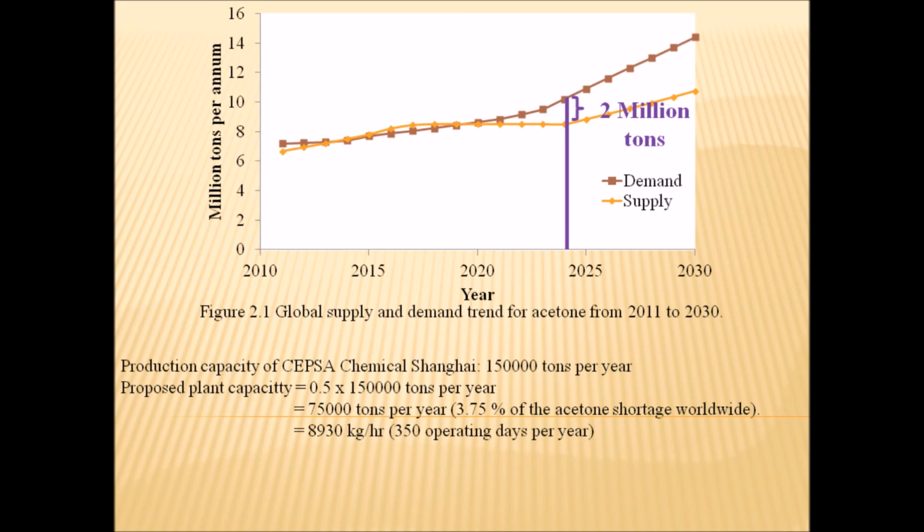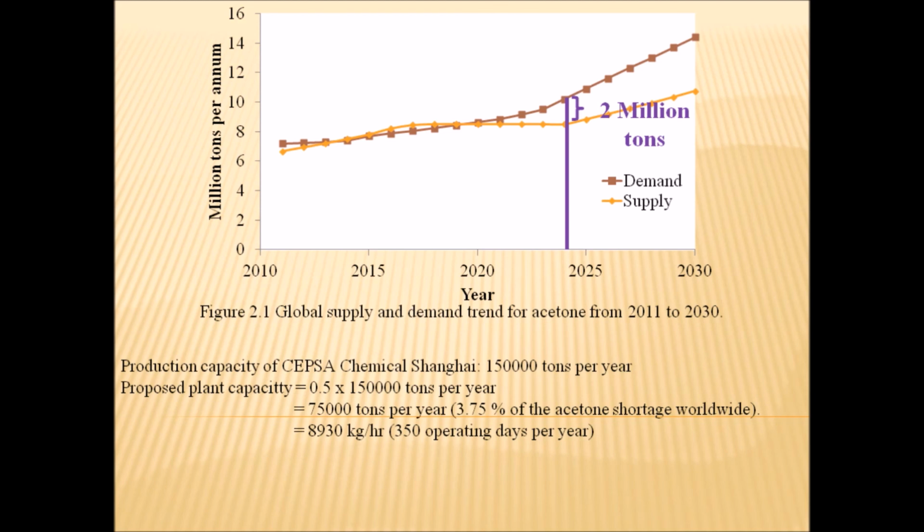Cepsa Chemical Shanghai is a newly founded company in Asia, which is a collaboration of two big companies in the acetone industry. Half of its production capacity, equivalent to 75 kilotons, is taken to be the capacity of our plant, because our plant is newly established and does not have a huge investment model like Cepsa Chemical Shanghai. The proposed production capacity of our plant covers 3.75% of the global acetone shortage by 2024.